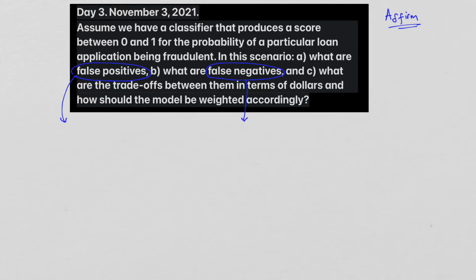What's a false positive? Let's think about this first for a second. False positive. So the model should detect if it's a fraud or not, right? And we say it's a fraud. So we reject this applicant. So in this case, we say the applicant is fraud. Actually, it's not.